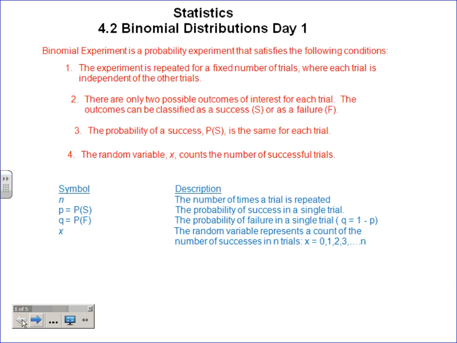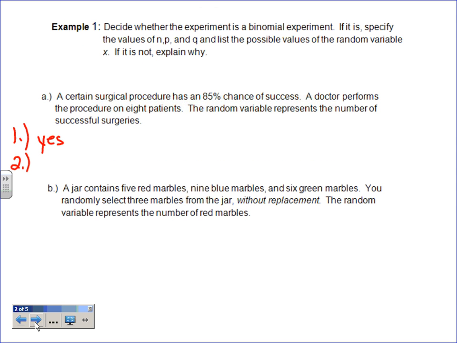Criteria 2 says there are only two possible outcomes of interest. Yes. They can be classified as success or failure. Well, here success is live, right? We're assuming. And failure is death. So are there a success and a failure? Is there any other outcome? No. Either you live or you die. All right? So yeah.